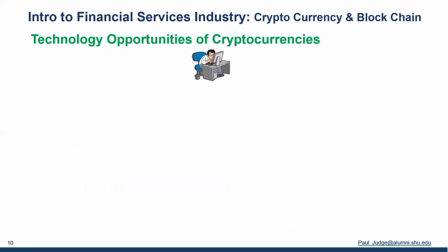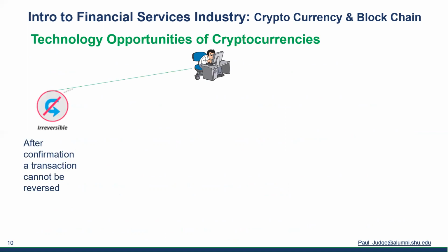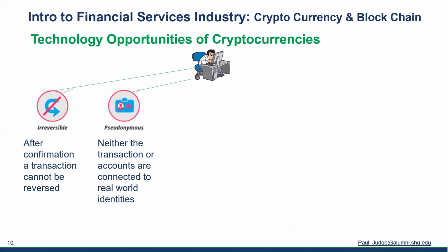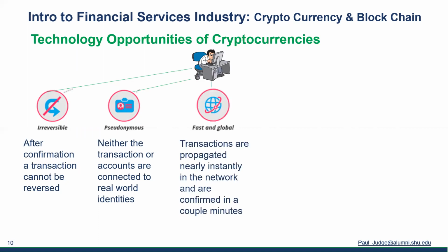Now, technology opportunities for cryptocurrencies. After confirmation, a transaction cannot be reversed. That's a big benefit in technology speak. You can't revert. Once a transaction is done, it's done. Accounts are not connected to real world identities. It's anonymous. Transactions are propagated nearly instantaneously in the network and are confirmed quickly, distributed across the network.